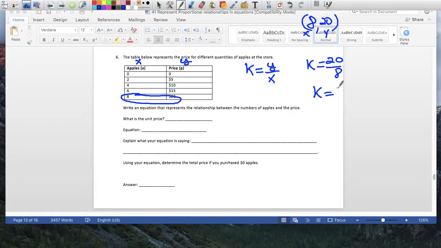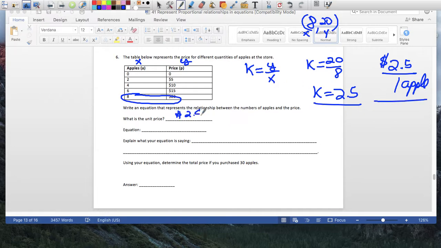20 divided by 8 is 2.5, so k is 2.5, which makes the unit rate 2.5 over 1, and let's put some units, $2.5 for one apple. So that's my unit rate. So I have my k, I have my unit rate. Unit rate's $2.50 for one apple. What's my equation?